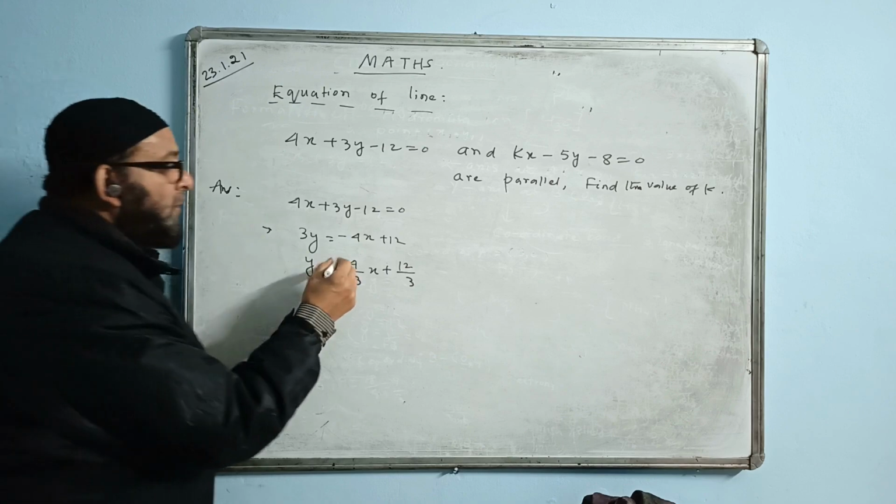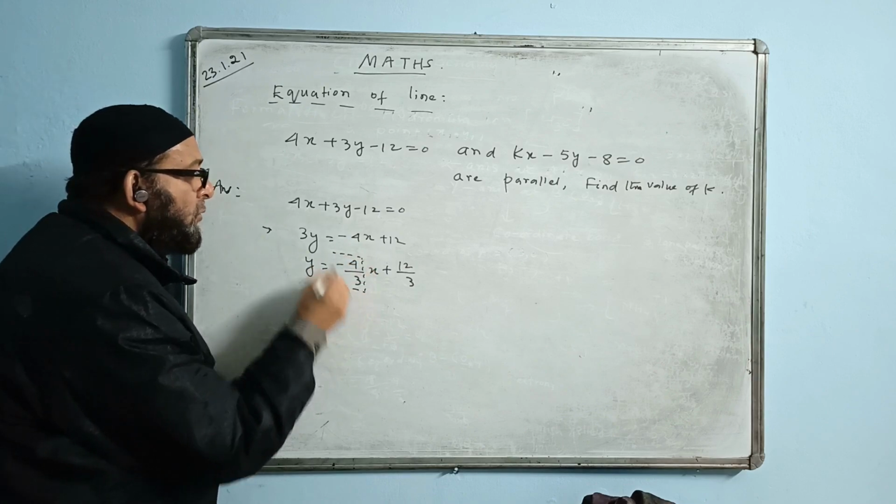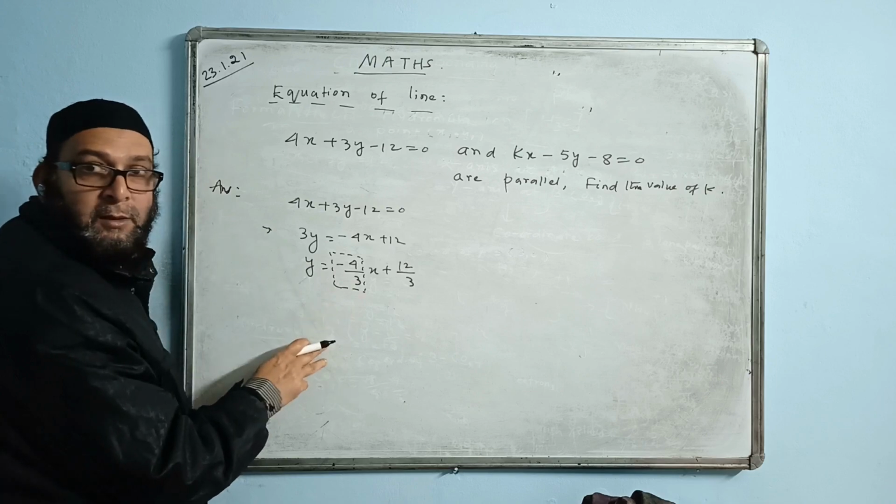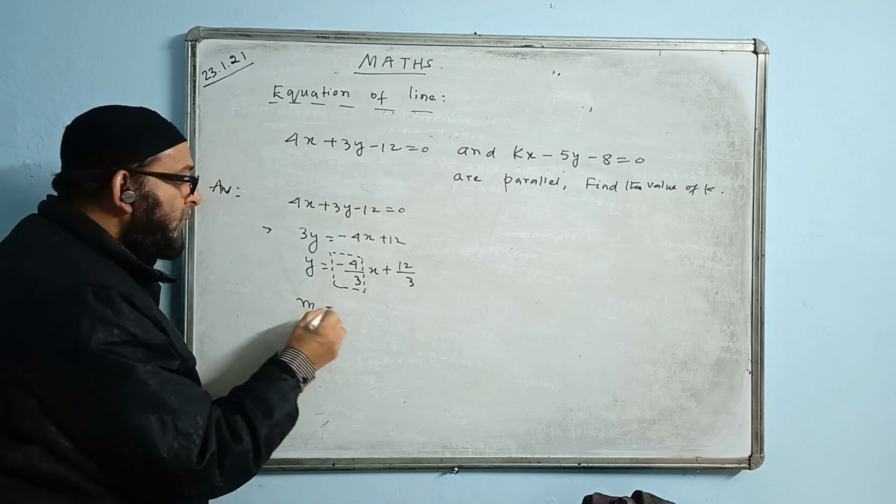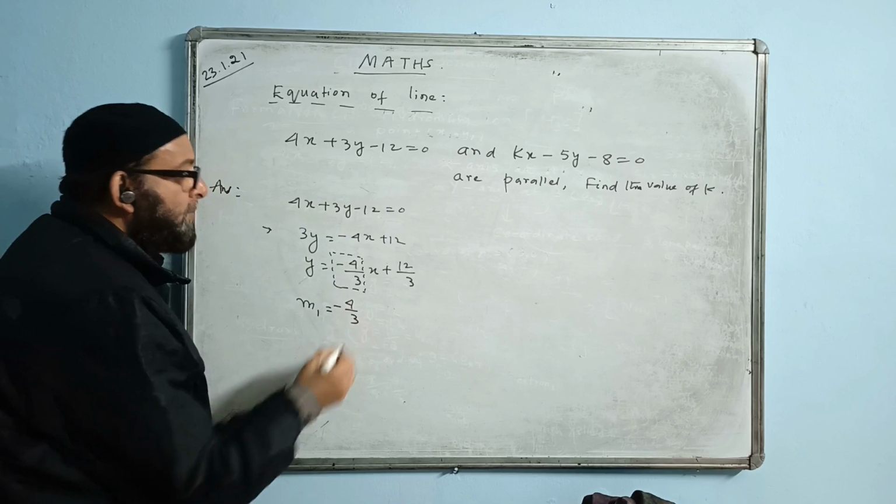What is the value of the slope here? The slope value is coming -4 by 3. This slope I write as m1. M1 value is -4 by 3.